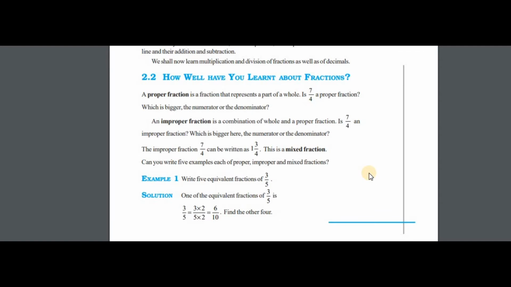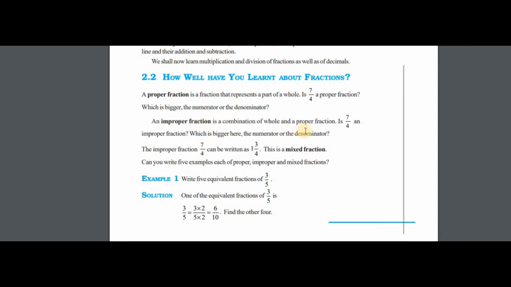So 7 is the numerator here and 4 is the denominator here. But when compared, 7 and 4, 7 is bigger, meaning the numerator is greater, so we can call this an improper fraction. It is not a proper fraction. Here it asks which is bigger, the numerator or the denominator? Of course the numerator is bigger.